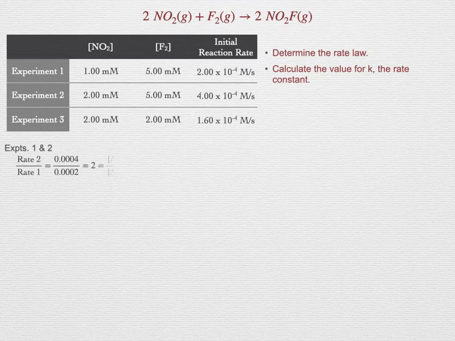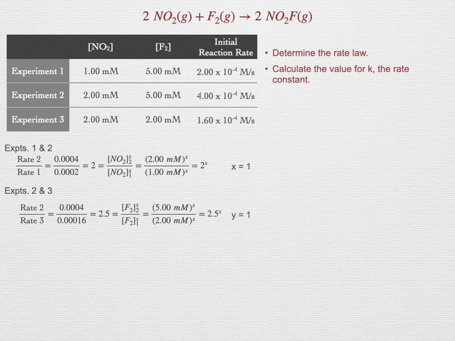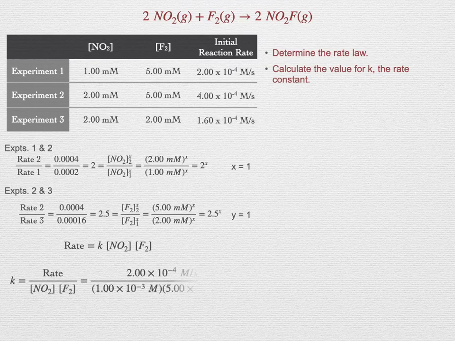Experiments 1 and 2 tell us that the exponent for nitrogen dioxide must be 1. Experiments 2 and 3 inform us about the fluorine dependence. The fluorine concentration drops in experiment 3, watch that, and the change in concentration is by a factor of 2.5. As that is also the change in rates, we can conclude that the fluorine exponent is also 1. Here is the rate law. Now, any of the 3 sets of experimental data could be used, but I use that from experiment 1. It leads to a value of K equal to 40 molar to the minus 1 seconds to the minus 1.